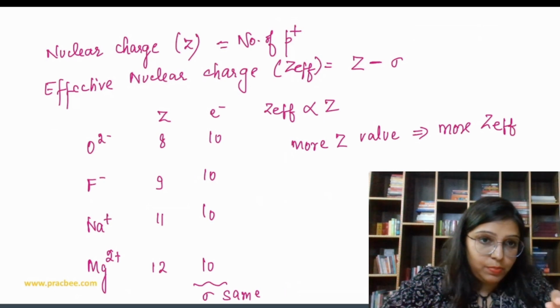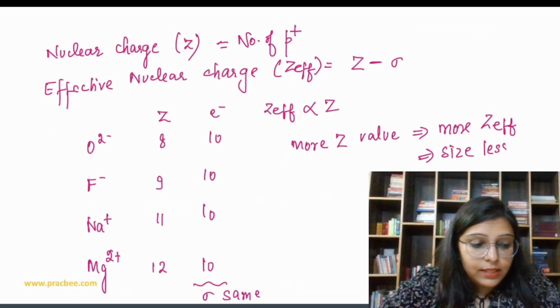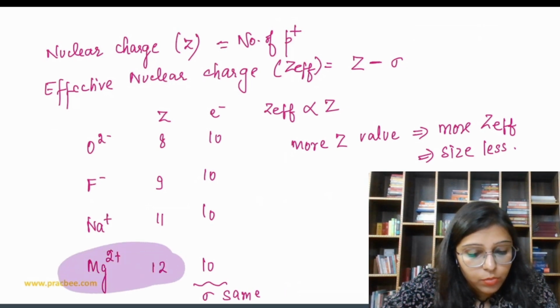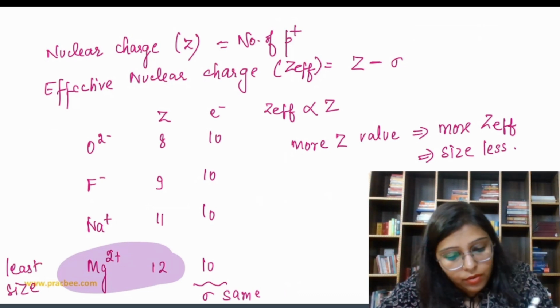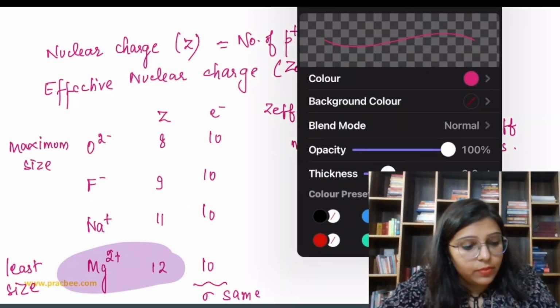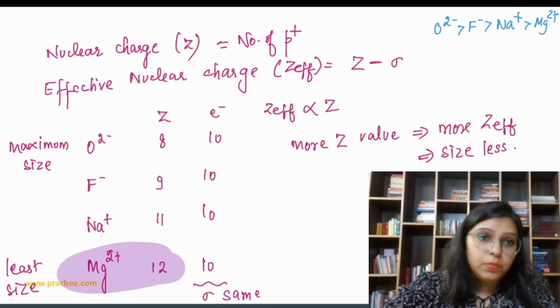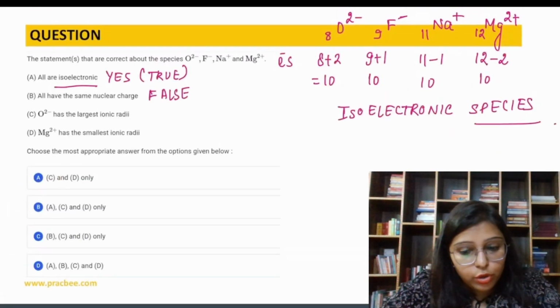And if that species has more Z effective, then the size is less. So the atomic number of Mg2 plus is more, so it has the least size, and the maximum size is of O2 minus. And what is the order of size? O2 minus greater, then F minus, then Na plus, and then Mg2 plus. The one which has more positive charge has the least size, and the one which has more negative charge has more size. Okay? So O2 minus has the largest size.